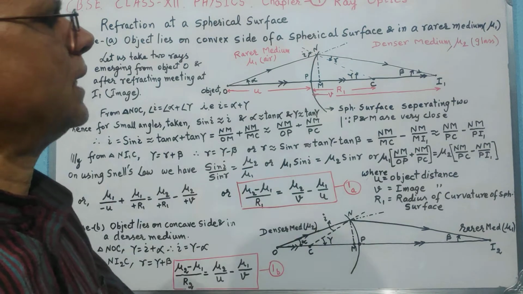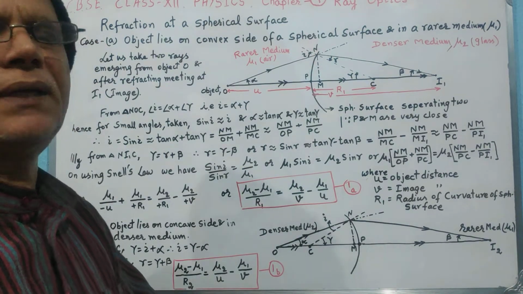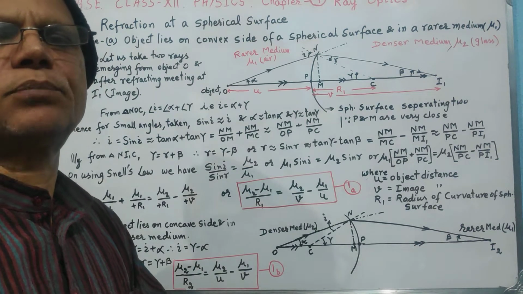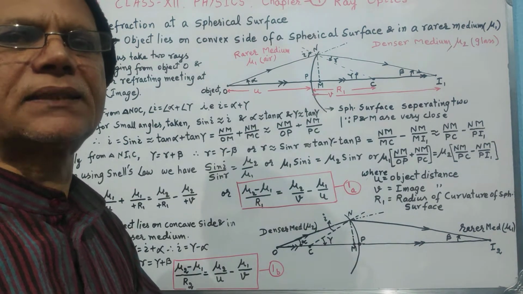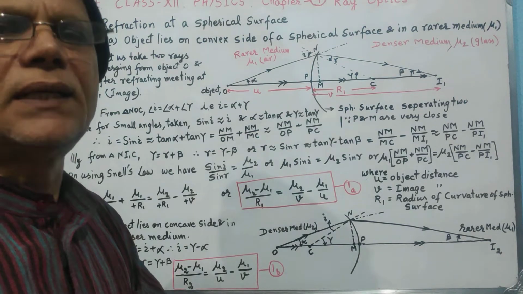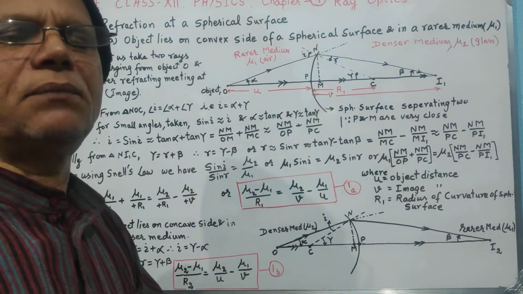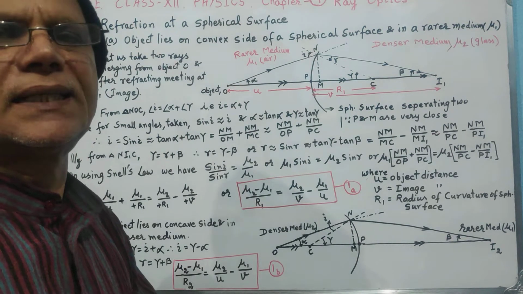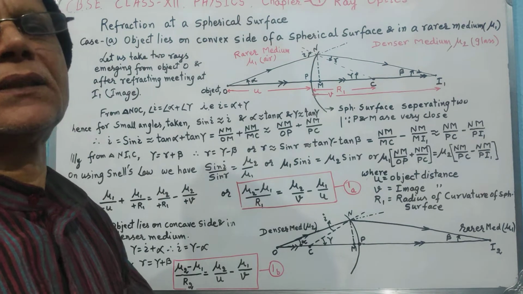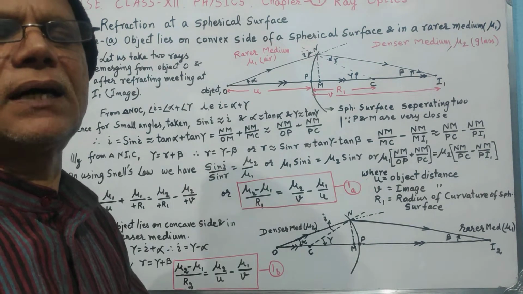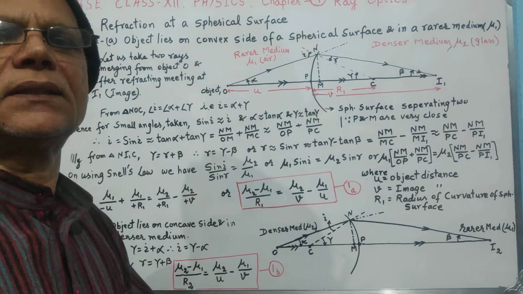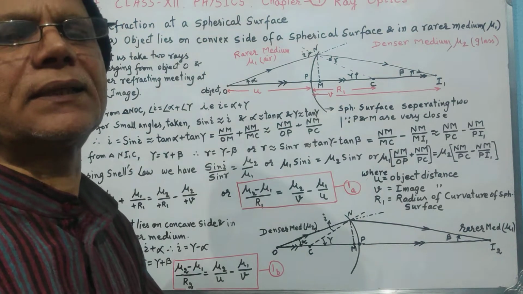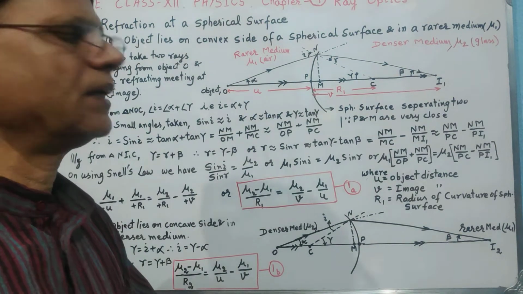So we have two types of image, one real image, another virtual image. Real images are those points where the rays after reflection or refraction really meet, and virtual images are those points where the reflected or refracted rays coming from the object do not actually meet there, but they appear to meet there. So this is the basic definition of image.